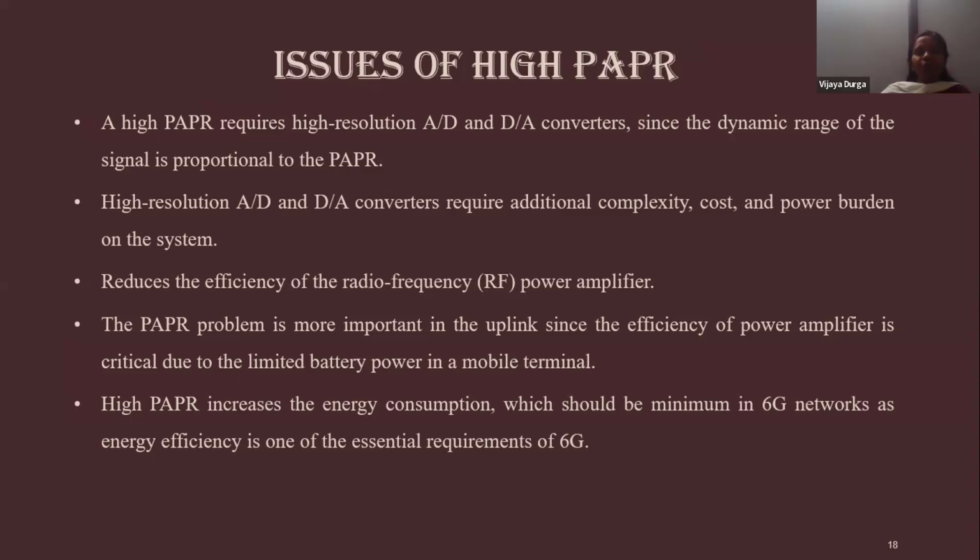Okay. So a high PAPR requires high resolution A to D and D to A converters, since the dynamic range of the signal is proportional to the PAPR. Dynamic range is nothing but the difference between a small value and a large value. If the peak amplitude level is very high, the difference between these two is very high. So the dynamic range of the signal is proportional to the PAPR. If the dynamic range is very high, PAPR is also very high. High resolution A to D and D to A converters require additional complexity, as I have already told you, and then cost and power burden on the system.